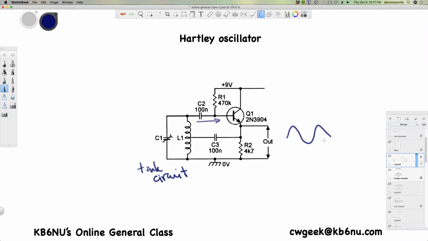Question: what determines the frequency of an LC oscillator? Answer: the inductance and capacitance in the tank circuit. Because it's acting as a filter, it's only letting a certain frequency get through, which will then get amplified and fed back. So it's a feedback loop. Any questions about this?